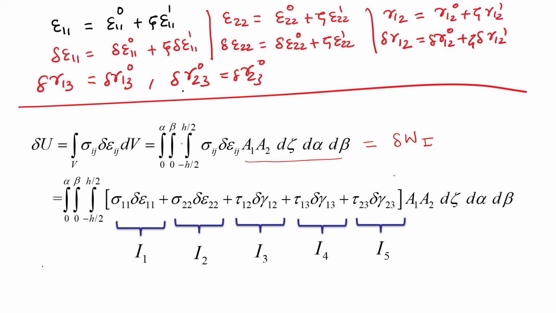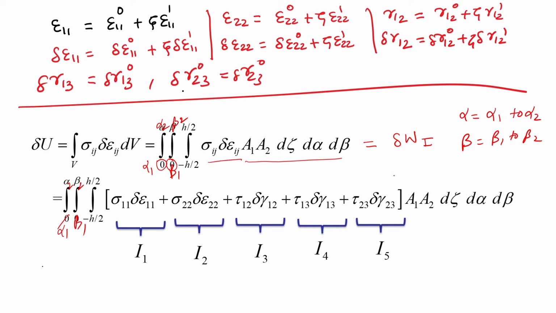Limits 0 to alpha or 0 to beta, or sometimes we may say that alpha goes from alpha 1 to alpha 2, beta goes from beta 1 to beta 2. It is not necessary that it should be 0 here. It may be that alpha 1 to alpha 2 and beta 1 to beta 2.